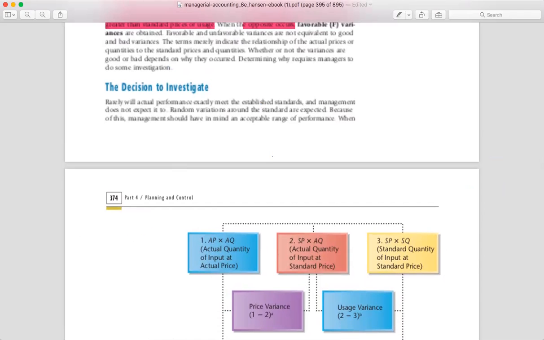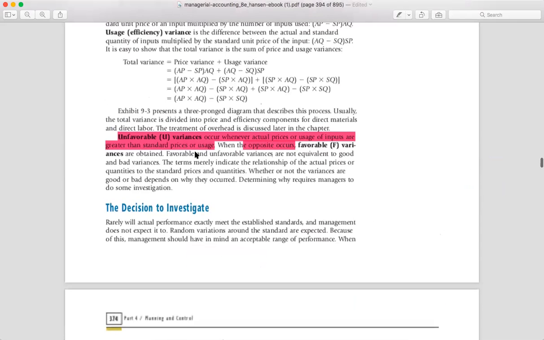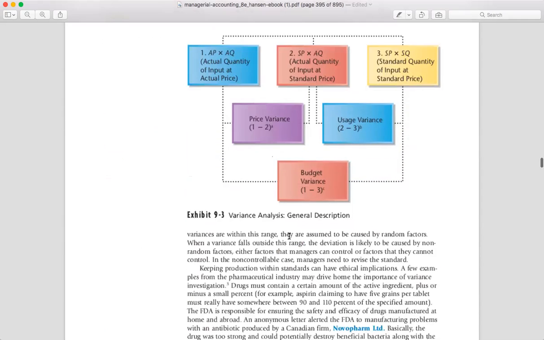The actual performance very rarely meets exactly the standard set, because management doesn't expect it to. So the variation is random, around the standard that was expected. Because of this, the manager will have in mind a range of performance.